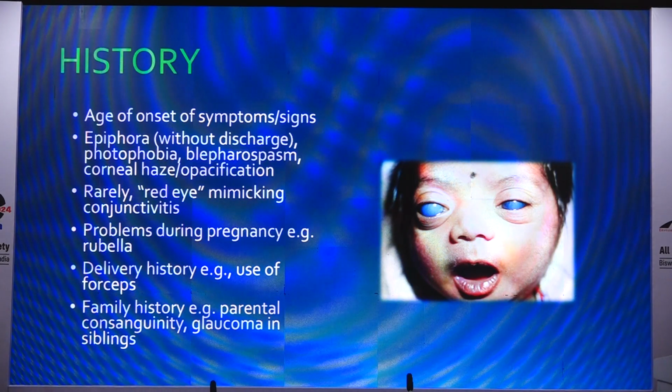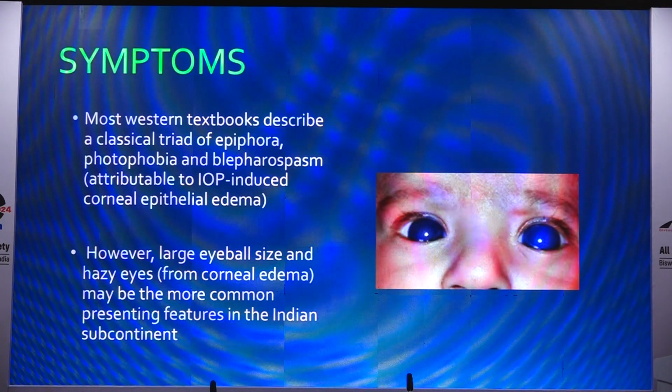Regarding the history, some of the salient points which we should specifically be looking for are age of onset of symptoms and signs, the symptoms like epiphora, photophobia, and blepharospasm, and corneal opacity. Rarely, a red eye can mimic a congenital glaucoma, like conjunctivitis. We should ask about problems during pregnancy, for example rubella, delivery history such as use of forceps, family history like parental consanguinity, and history of glaucoma in the siblings.